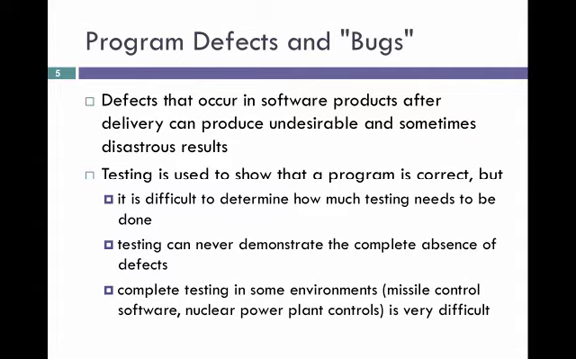Now, defects can occur in software products after they're delivered and can produce undesirable and sometimes disastrous results. I think we've all used established software products that occasionally have errors. Now, testing is used to show that the program's correct, but it's difficult to determine how much testing needs to be done. And this is a very important point. Testing can never demonstrate the complete absence of defects. Okay, think about that again. So testing can never demonstrate the complete absence of defects. Now, complete testing in some environments is very difficult. In missile control software, nuclear power plant controls.